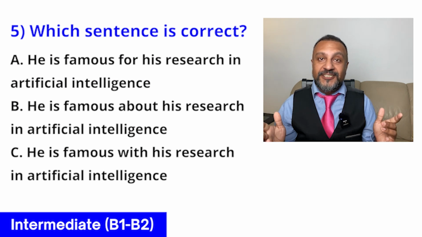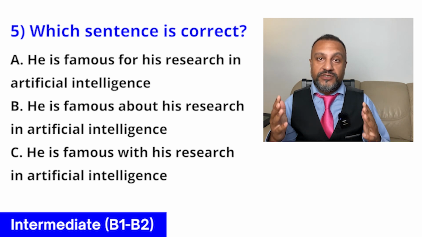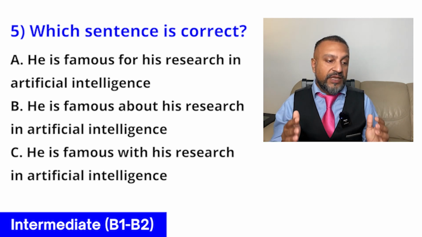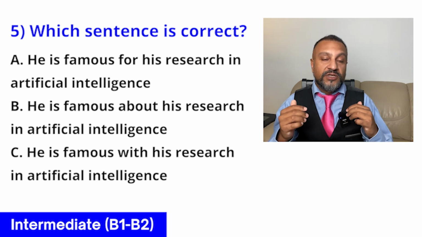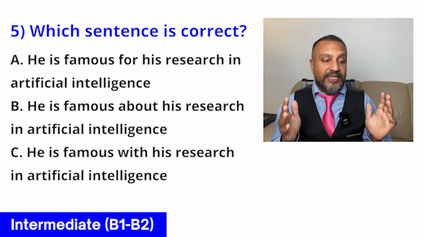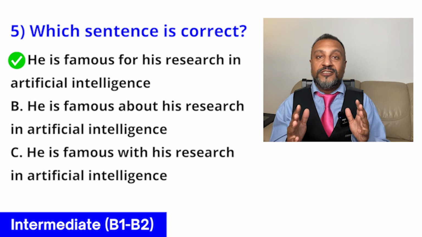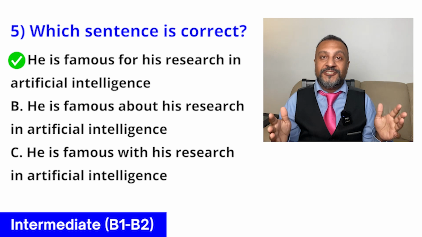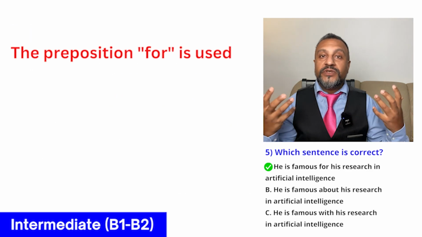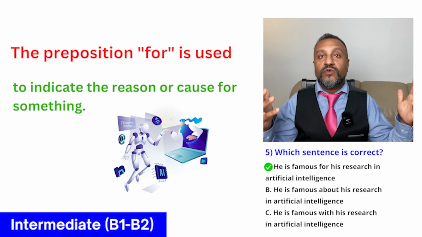Which sentence is correct? He is famous for his research in artificial intelligence. He is famous about his research in artificial intelligence. He is famous with his research in artificial intelligence. The answer is he is famous for his research in artificial intelligence. But why? The preposition for is used to indicate a reason or a cause for something.